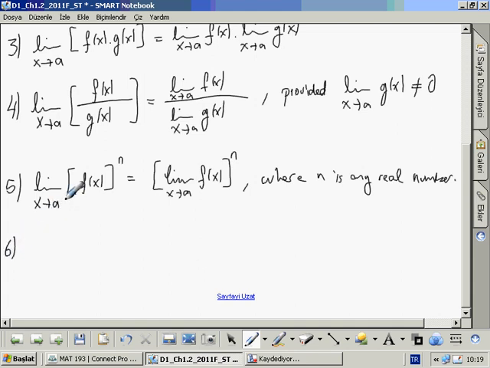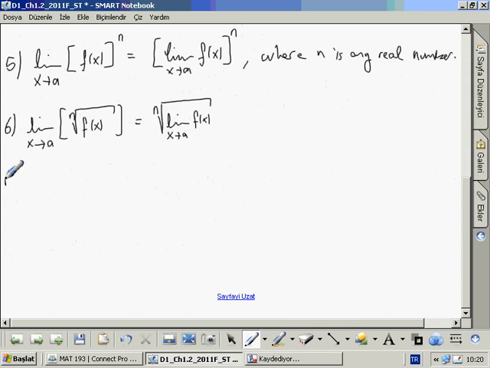And the sixth property: limit x equals to a of the nth root of f of x equals the nth root of limit x equals to a of f of x, okay, and the seventh: limit x equals to a of a constant is equal to c, and c is any real number.